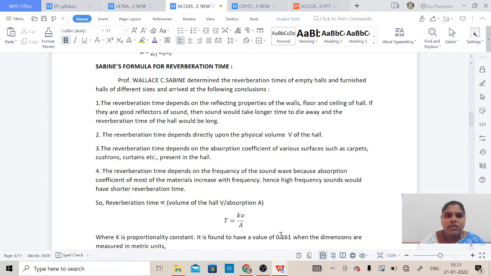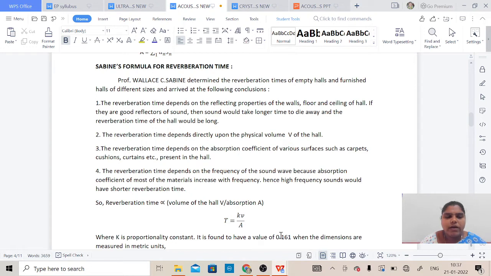The reverberation time depends on the reflecting properties of the walls, floor and ceiling of the hall when it is empty. If they are good reflectors of sound, then the sound takes a longer time to die away and the reverberation time of the hall would be long. So with an empty hall, where the walls, floor and ceiling are good reflectors, the sound takes longer to die, so the reverberation time will automatically be long.